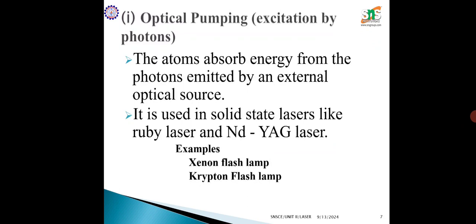The first one is optical pumping. Here the atoms absorb energy from the light source and move to the excited states. This type of optical pumping is used in solid-state lasers. An example is the Nd:YAG laser. Examples of optical pumping sources are the xenon flash lamp and krypton flash lamp. So we can use a flash lamp for optical pumping.